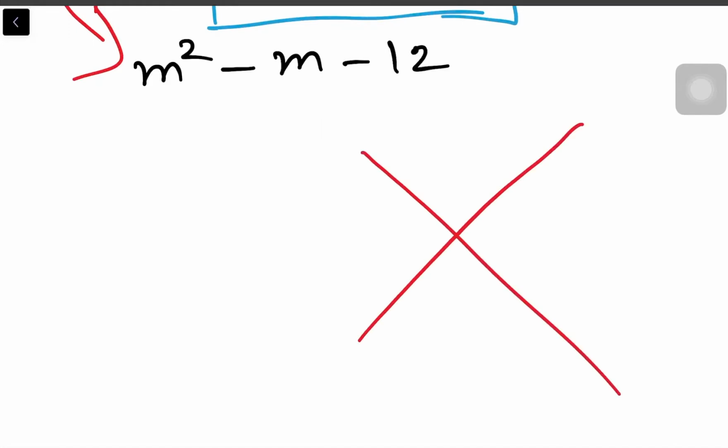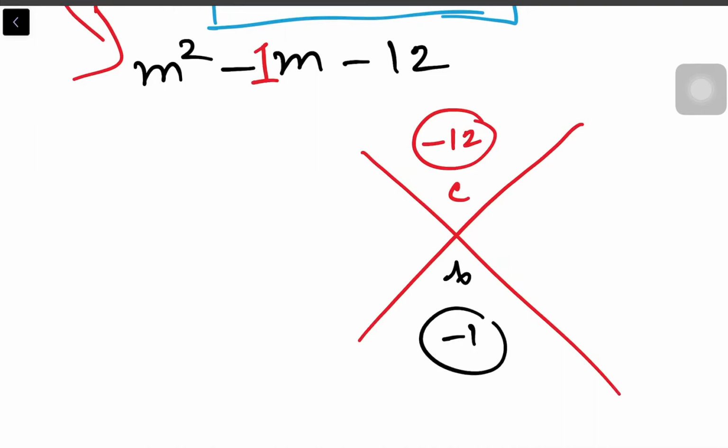So I'm going to use the diamond method. So what goes on top? The c value goes on top. That is equal to negative 12. What goes in the bottom? I'm going to put b, which is equal to, since there is no number, we have negative 1, right? So that's going to be negative 1.